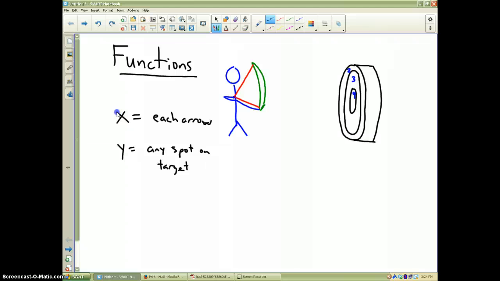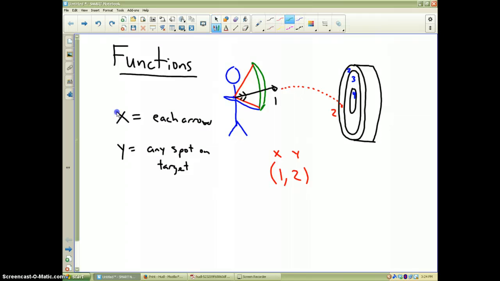Now, what I'm going to do is I'm going to draw a black arrow in here. And let's just say that arrow is number 1. Our archer shoots the arrow, and it lands on the target right there, and that's the value 2. So we would have an ordered pair of (1, 2), x being 1, y being 2.